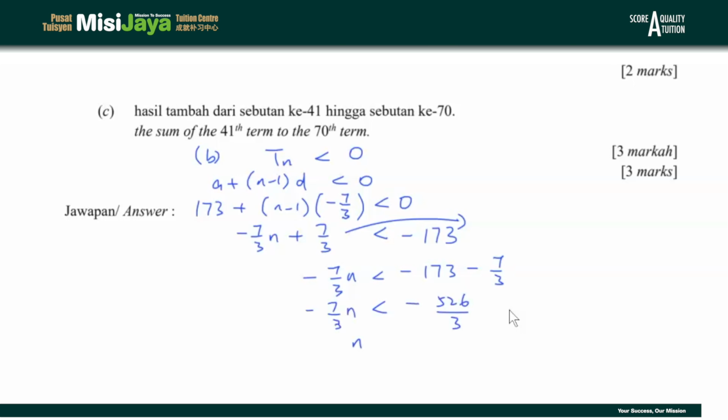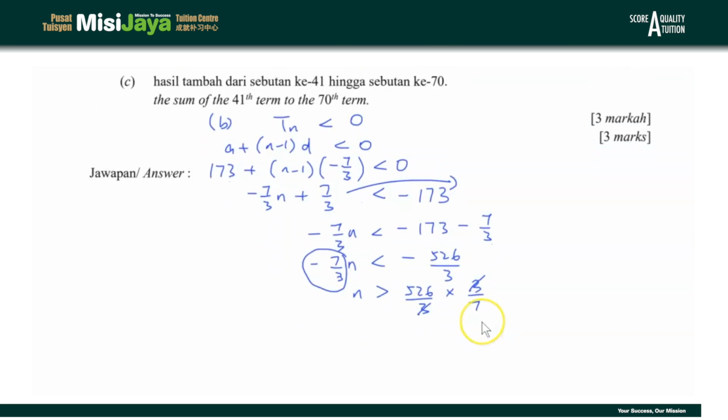In order to find n, whenever you move a negative number or fraction to the right hand side, you have to change to the opposite sign. Less than becomes more than. So negative becomes positive, 526 over 3. Then after that, times 3 over 7. You can cancel out 3 and 3, so n is more than 526 over 7.